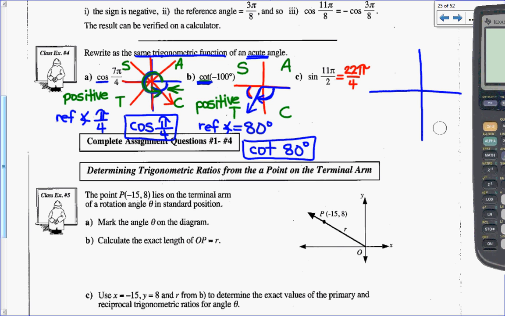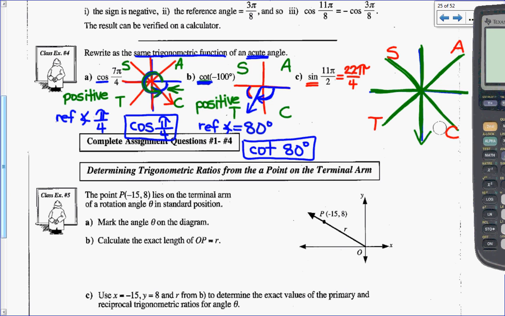Pi over 4s. Okay, dividing the top arc of my circle into 4 equal parts. That's my 45 degrees. 1, 2, 3, 4, 5, 6, 7, 8, 9, 10, 11, 12, 13, 14, 15, 16, 17, 18, 19, 20, 21, 22. Oh, I'm ending right on my y-axis. Okay, that's interesting. Okay, so all suckers take chemistry.